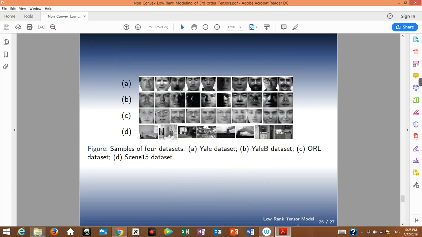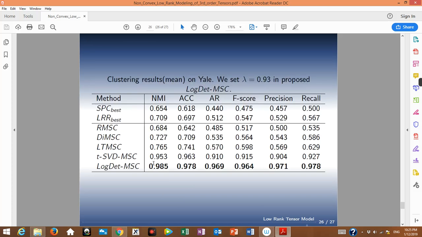In our experiments, we work on those data sets, and you can see the results are better than older methods. It is much better than the classical methods using matrices, and it is also much better than the multi-view clustering method using the nuclear norm.